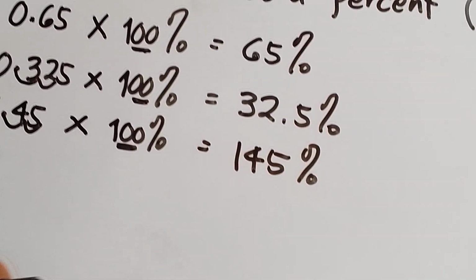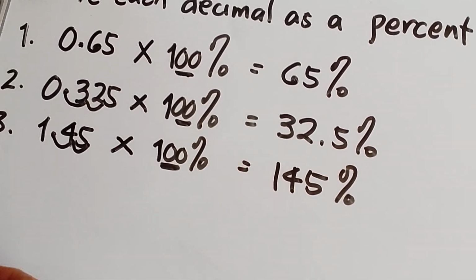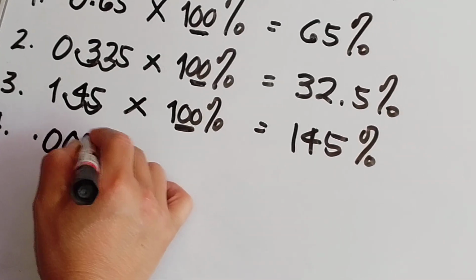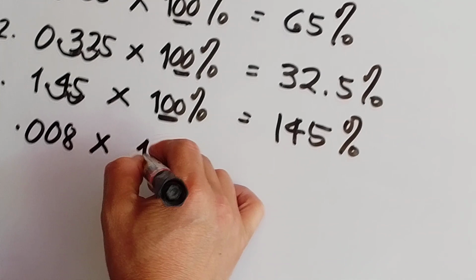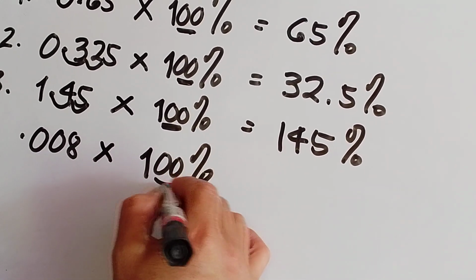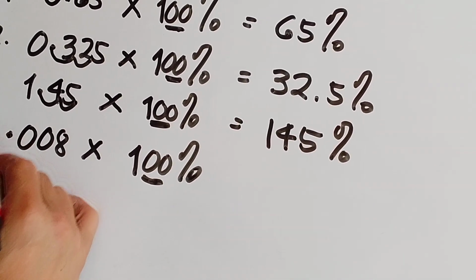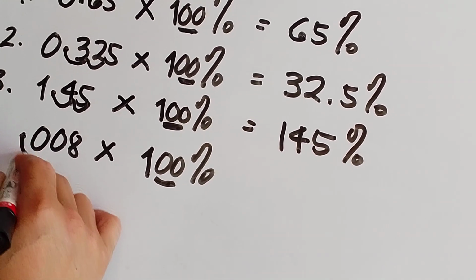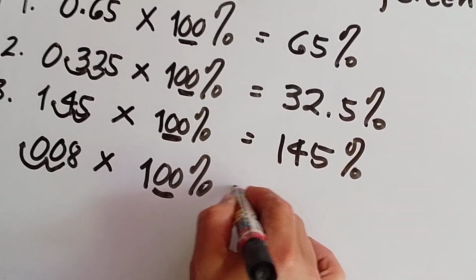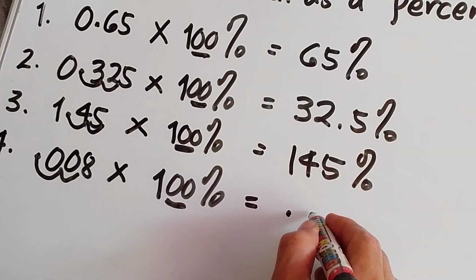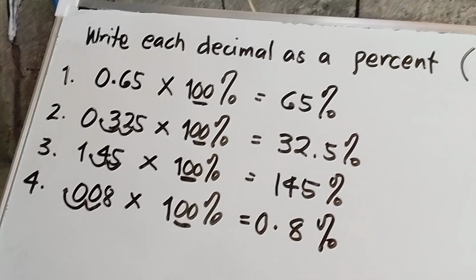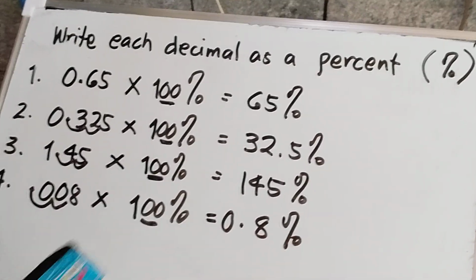Number 4, 0.008. This will be multiplied again by 100%. Again, there are two zeros. Move two decimal places from here, to the right. 1, 2. So you have 0.8, or 0.8%. That's number 4. Now let's move to the second one.